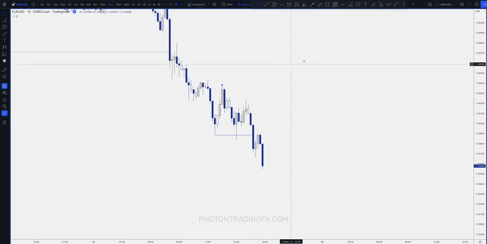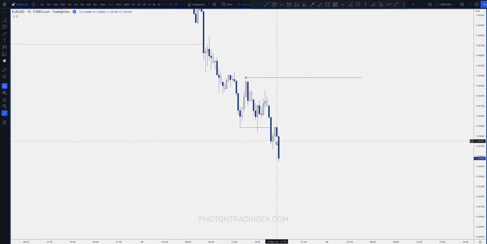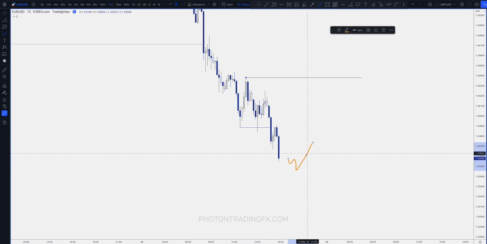Anyway, so M15, this would be our swing high here, okay? And we've had that swing break of structure. So what do we expect after a swing break of structure? We expect a swing pullback, okay? What's the first thing we can look for? We can look for a little change of character, right?